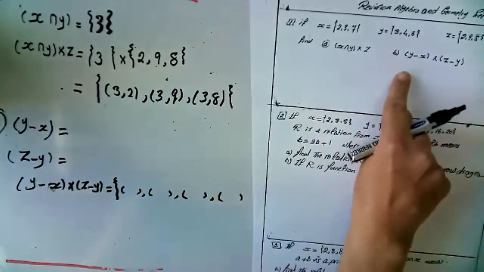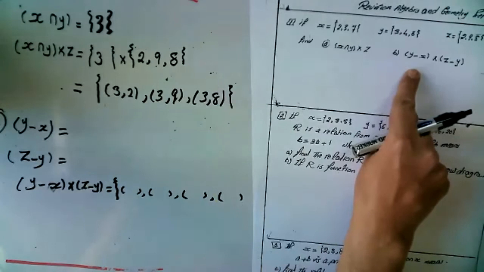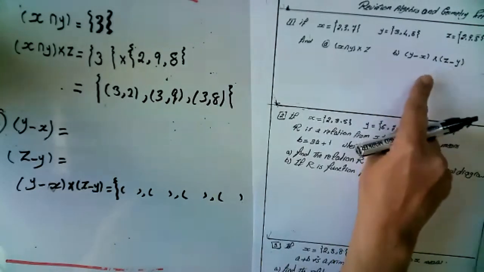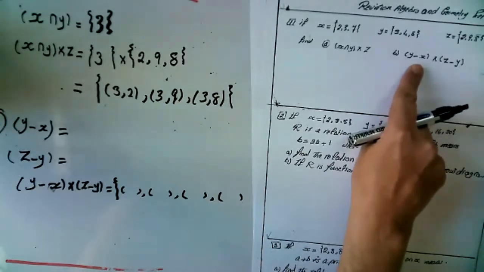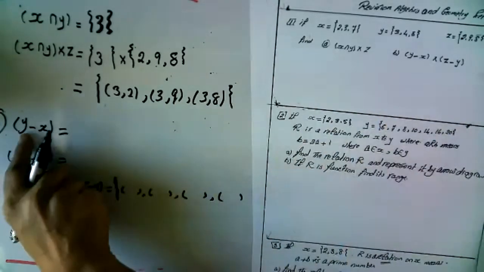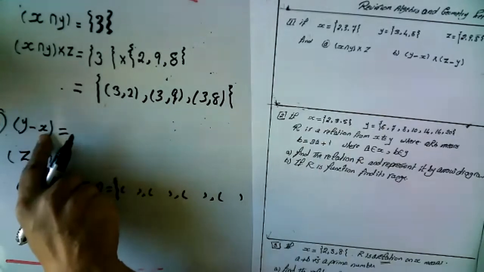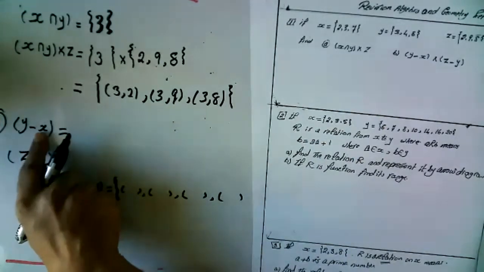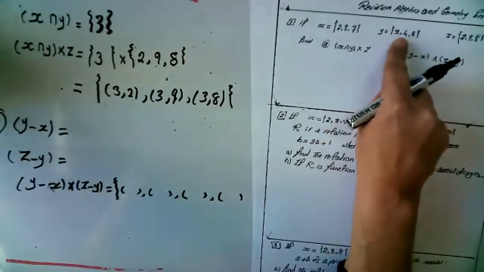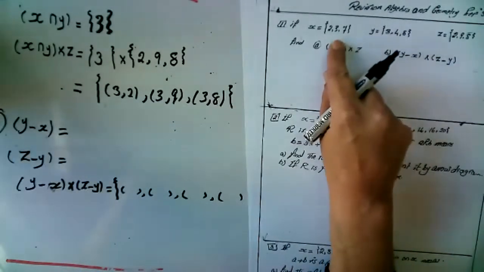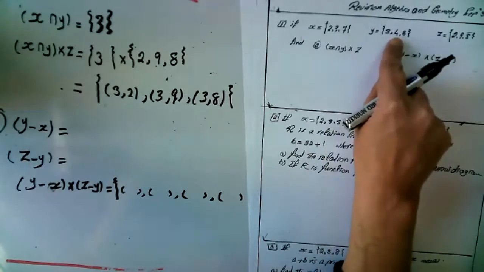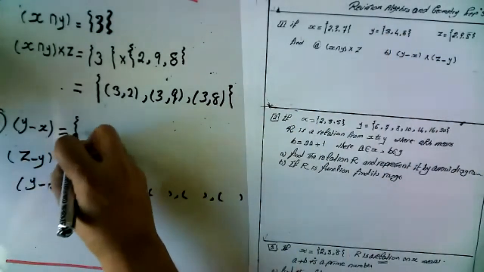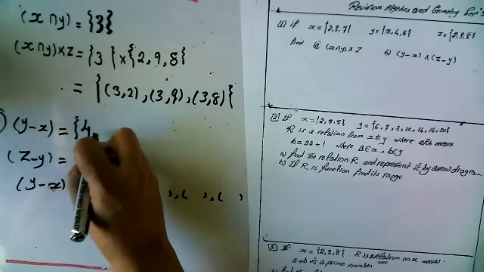The second one: (y difference x) product (z difference y). Y difference x means the elements in the set y and not in the set x. Elements in the set y and not in the set x are 4 and 8. Then y difference x is {4, 8}. This is a set.